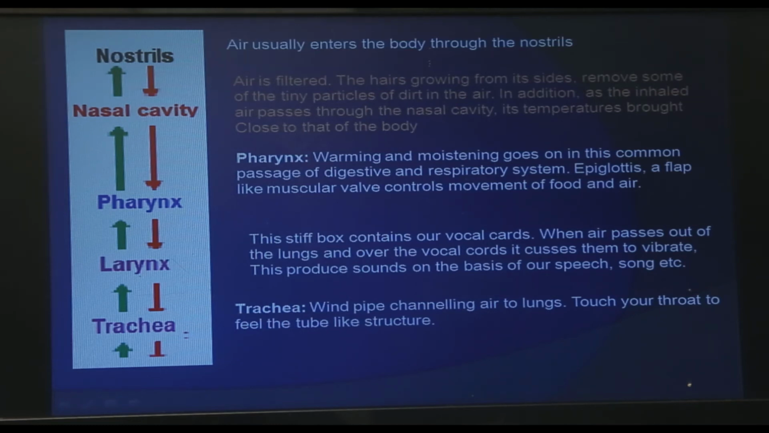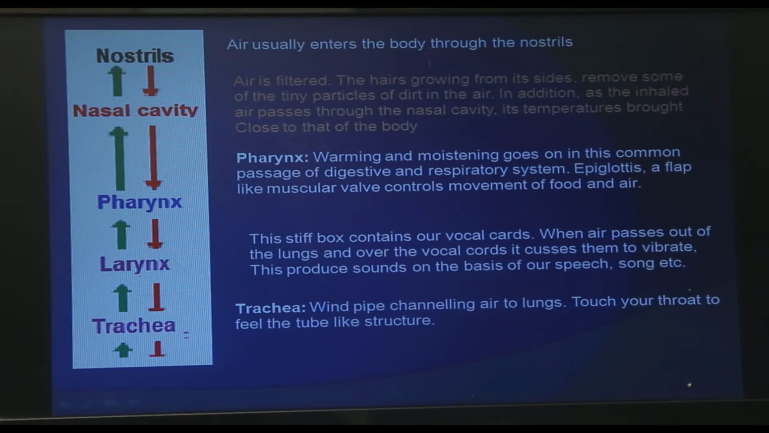Pharynx: warming and moistening goes on in this common passage of the digestive and respiratory system. Epiglottis, a flap-like muscular valve, controls movement of food and air. The larynx, a stiff box, contains our vocal cords. When air passes out of the lungs and over the vocal cords, it causes them to vibrate. This produces sounds on the basis of which we speak, sing, etc.